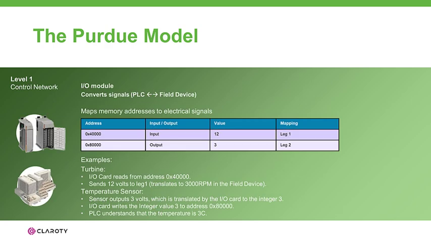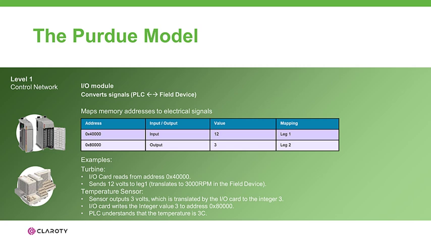Moving up the Purdue model to Level 1, which is the control network, we start dealing with programmable logic controllers. These are ruggedized digital computers that are optimized for real-time processes and are used to automate electromechanical processes like the control of machinery on factory assembly lines. A PLC's main job is to read information and control I/O devices to achieve the full capability of the machine being controlled.